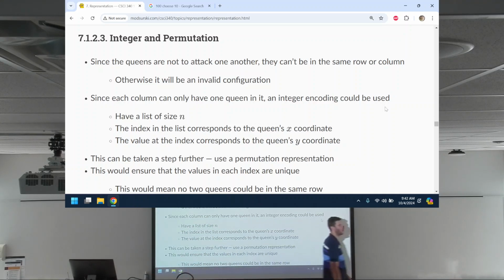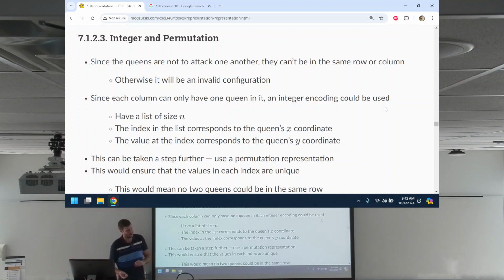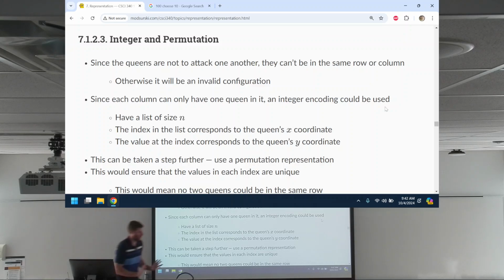Okay, so since each column can only have one queen in it, an integer encoding could be used. All right, so have a list of size n. The index in the list corresponds to the x coordinate. And the value at the index corresponds to the y coordinate. So let me draw what I mean. I'll do it in Paint because I know it doesn't really show up very well. So let me open up Paint. You're not allowed to make fun of me.